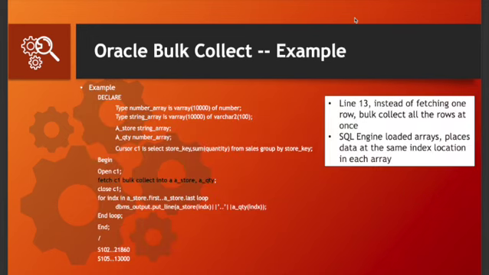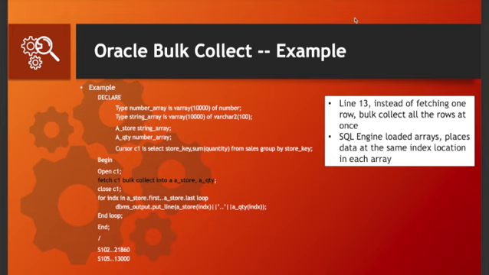Now you can see an example. This example code is showing you can declare VARRAYs for number and for string, and then you can define variables for that, and then you will write a cursor which is select store key and sum of quantity from this, with the group by clause. In begin you will open the cursor and you will fetch the cursor with bulk collect into the variables you have defined as an array.